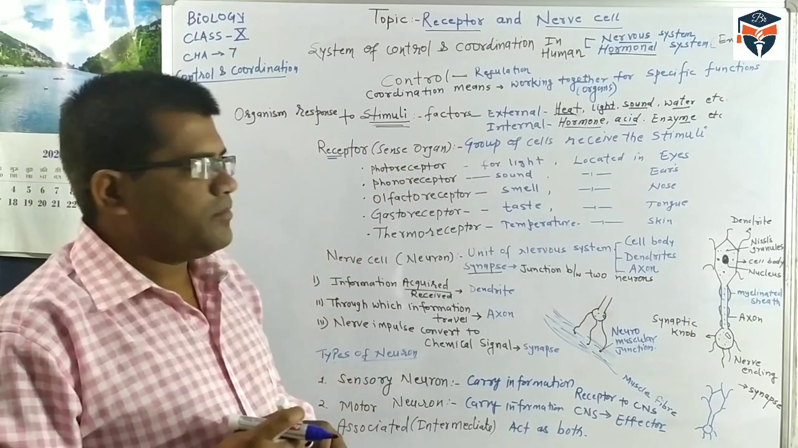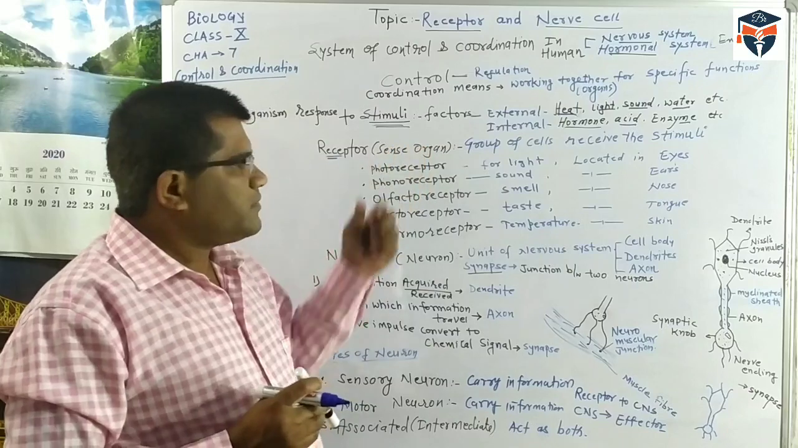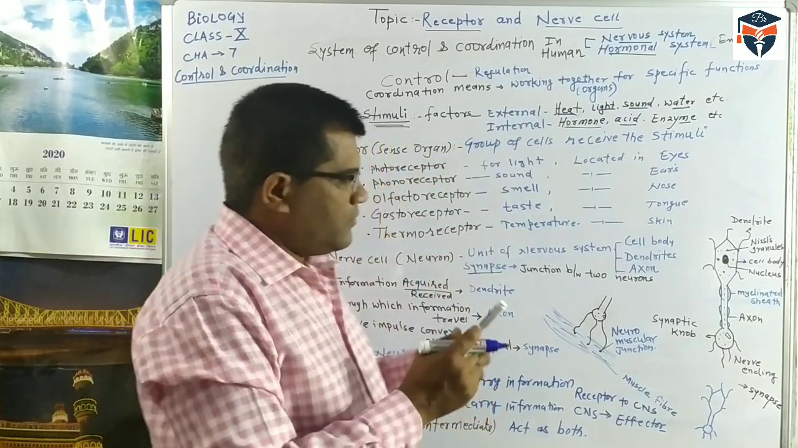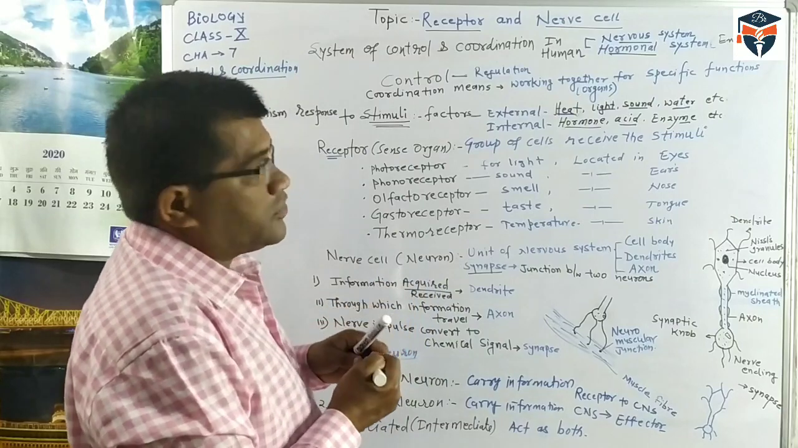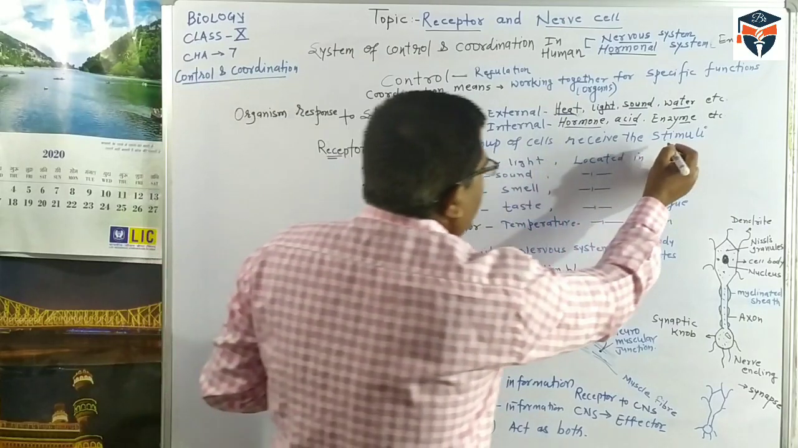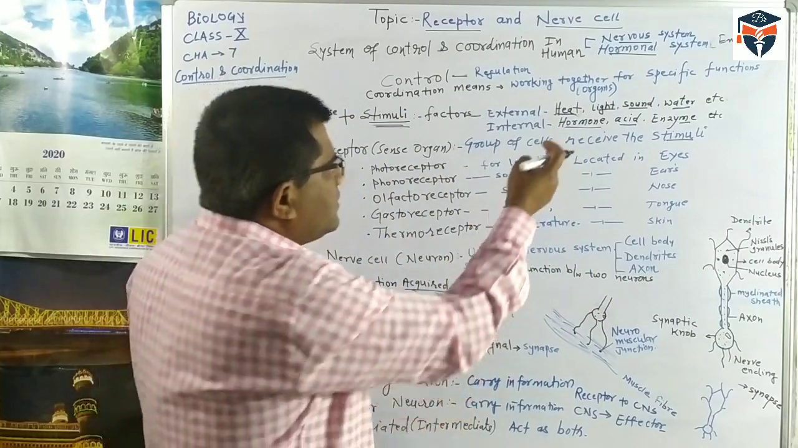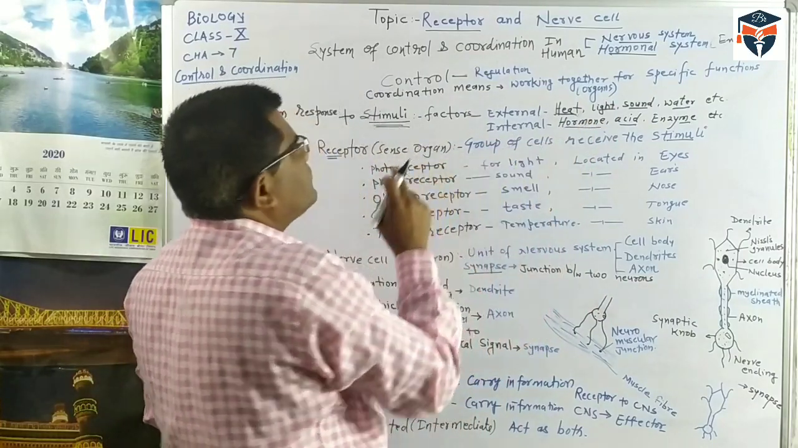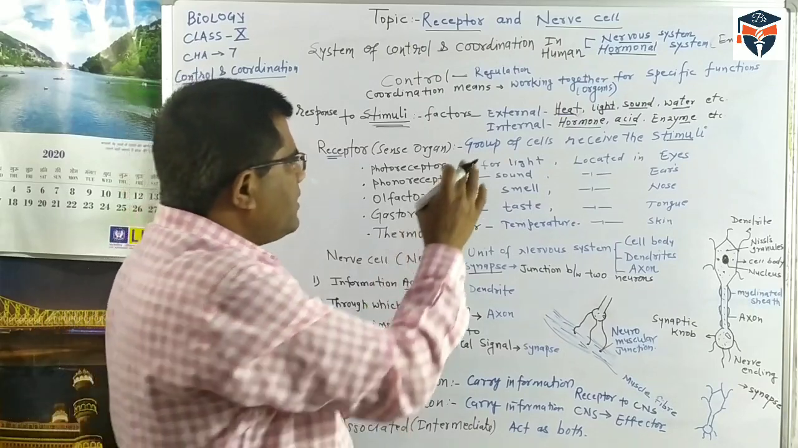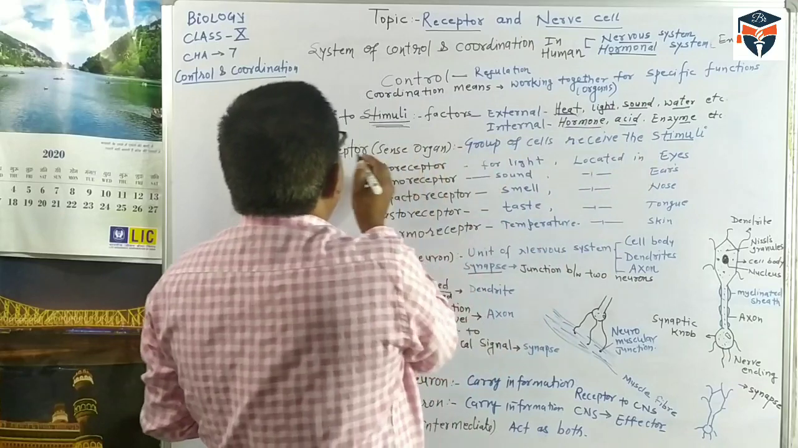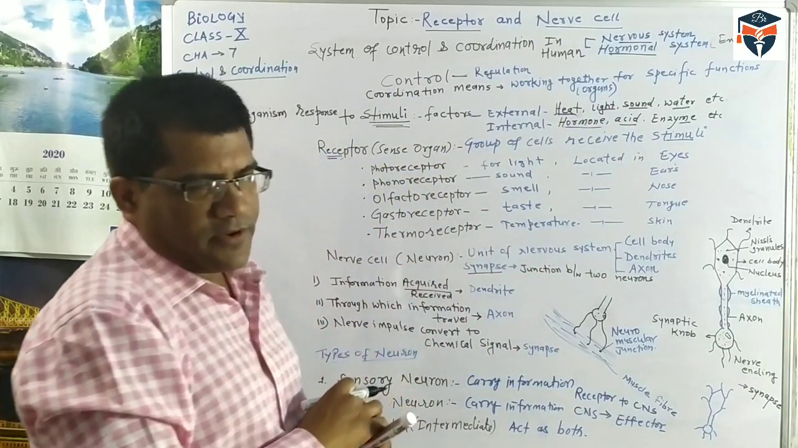In our control and coordination chapter, the first topic is receptors, also known as the sense organs of our body. What are receptors? Receptors are groups of cells which receive the stimuli. The stimuli, as I have mentioned, heat, light, sound and water, are received by groups of cells. These organs, which are groups of cells that receive the stimuli, are called receptors.